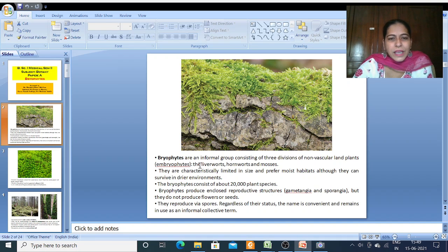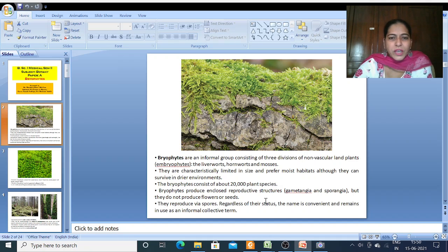Bryophytes are basically an informal group consisting of three divisions of non-vascular land plants, that is the liverworts, hornworts, and mosses. They are characteristically limited in size and prefer moist habitats, although they can survive in drier environments also. They comprise about 20,000 plant species.